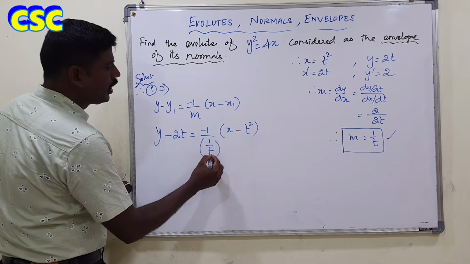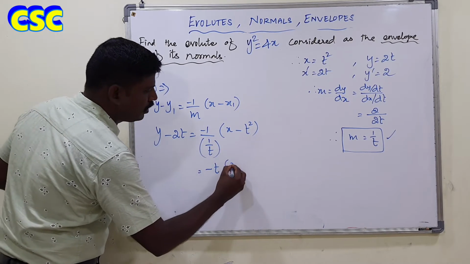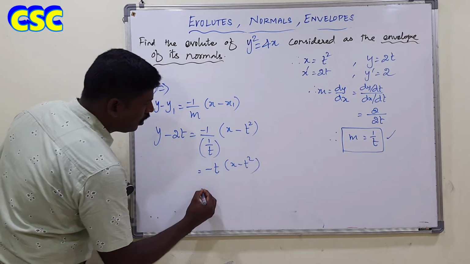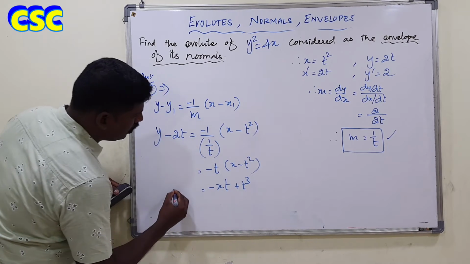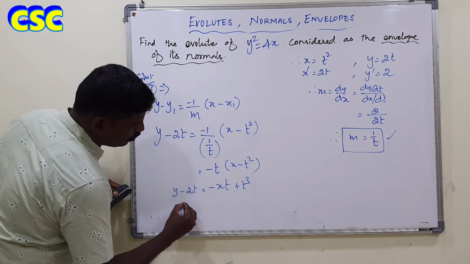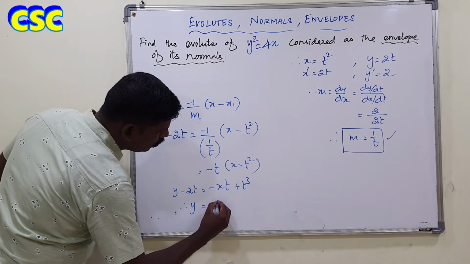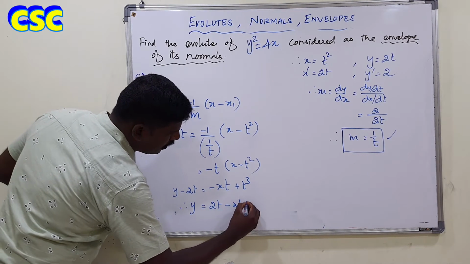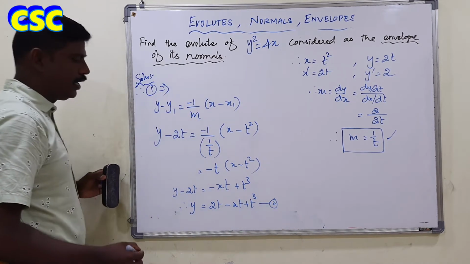I am taking the reciprocal multiplication, this t goes to the numerator, so it becomes minus t into x minus t square, isn't it? So minus xt plus t cube. This is y minus 2t. Therefore, y is equal to 2t minus xt plus t cube. I call it equation number 2, right?